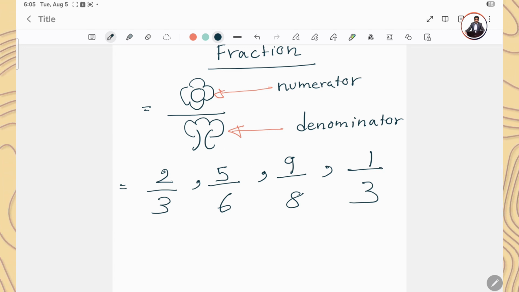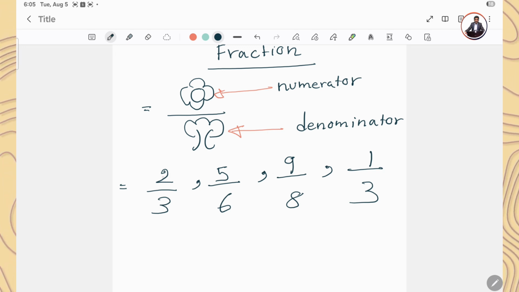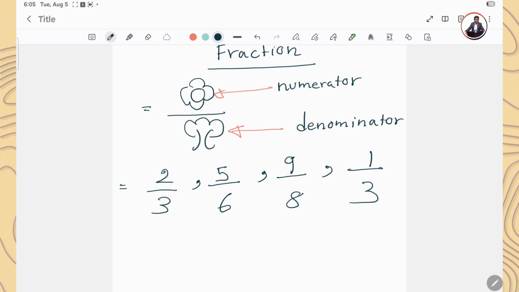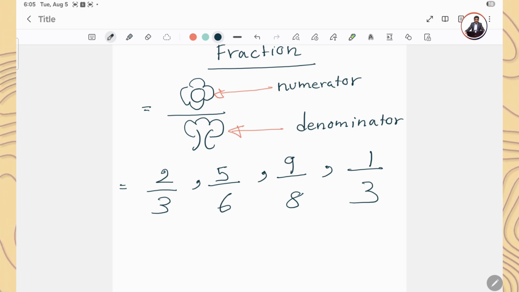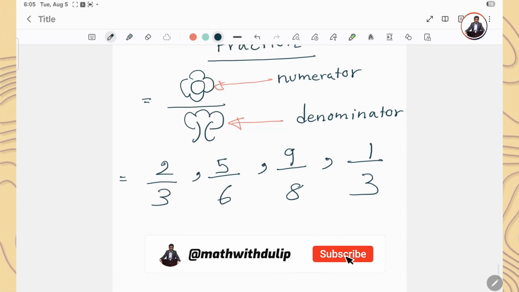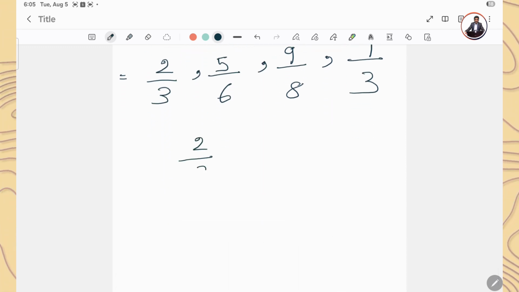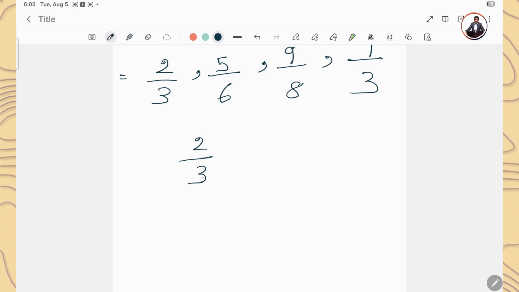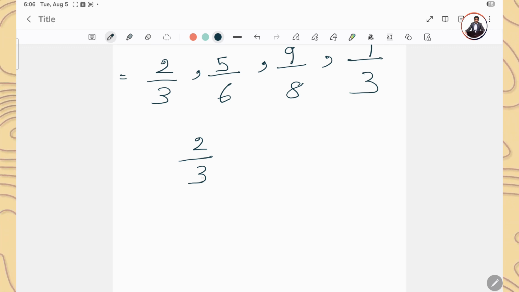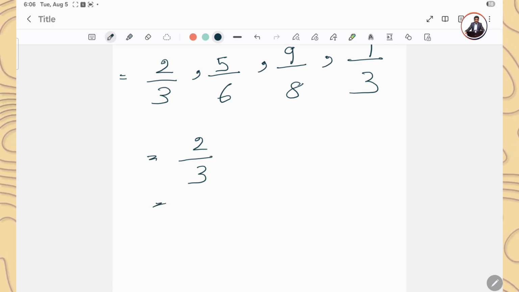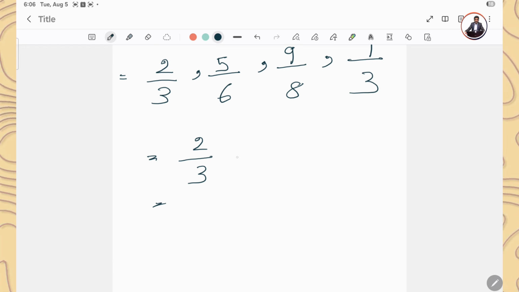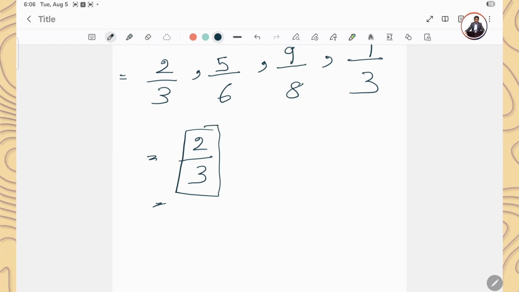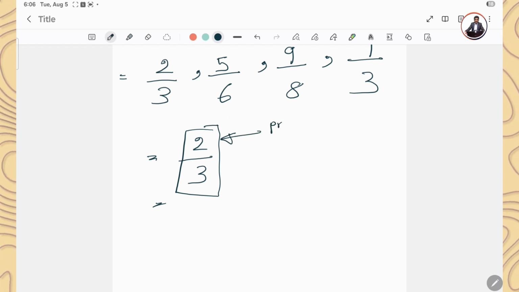But in this example, the numerator is less than the denominator. Now here, look at this. 2/3. 2 is less than 3. So the numerator is less than the denominator. We get a value less than 1. So this sort of fraction we call a proper fraction.